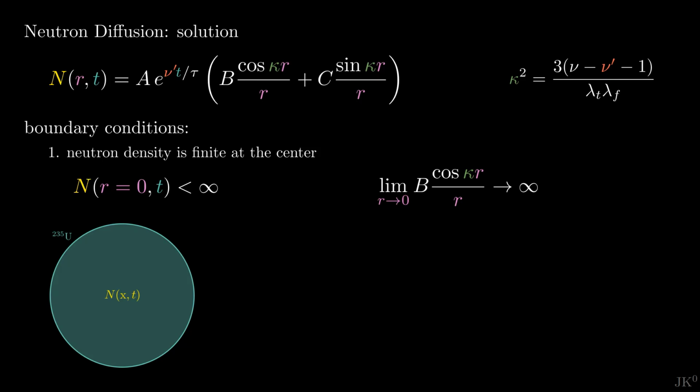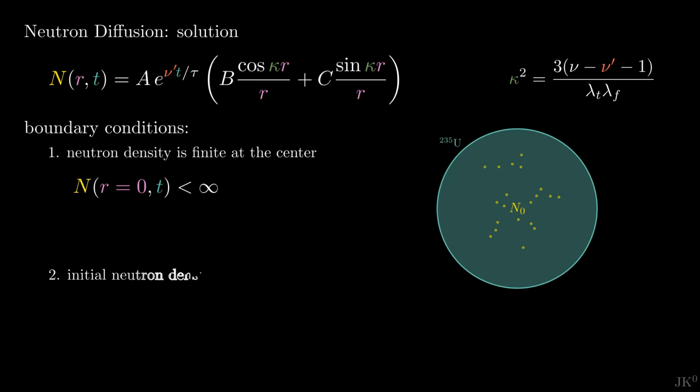If you take the limit of r going to 0, the cosine of kappa times r is close to 1 for small r, so this term will blow up, goes to infinity. The only way that we can guarantee that the neutron density is finite at the center is by setting b equals 0. In this way, we completely eliminate this term from our solution. If we apply the same limit to the other term, we find that everything is fine. So the limit of r going to 0 of sine kappa r over r is not 0, but kappa. The 2 r's cancel out and we just get kappa times the constant c. That means that c is not 0. The second boundary condition that we will impose is that the initial neutron density at the center will be given by n0.